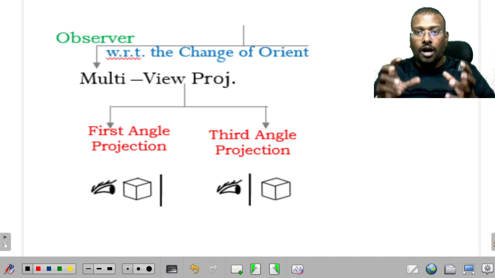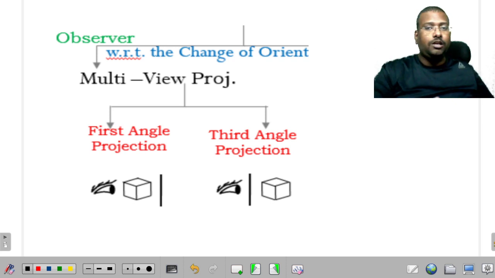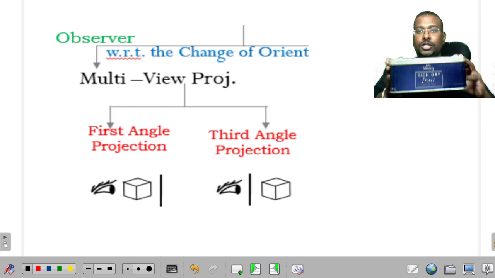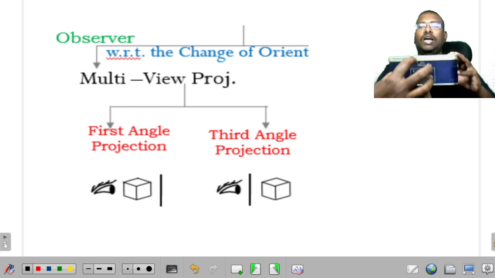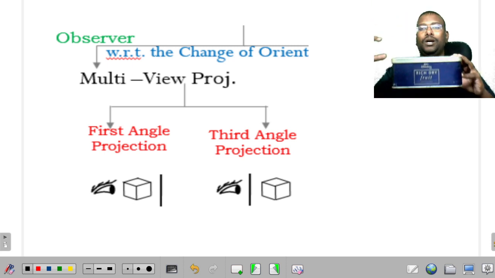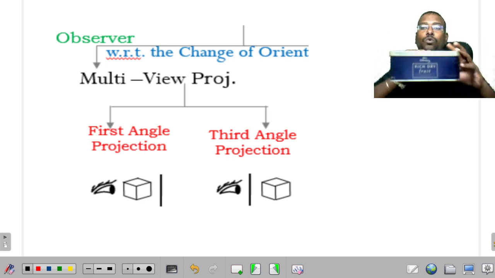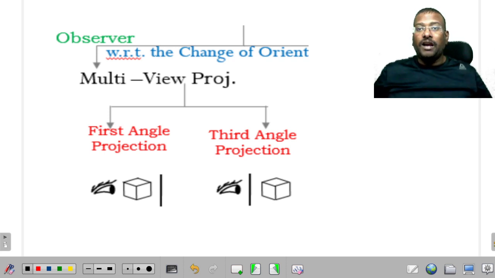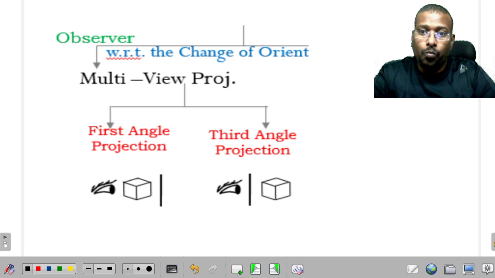Multi-view projection. What is meant by multi-view, sir? We are viewing an object in multiple directions in order to get the complete information of this object. We view it from different places: front, top, side, bottom, rear view, left side view, right side view, like this. So we get the object by viewing in different directions. That's why it is called multi-view projection.